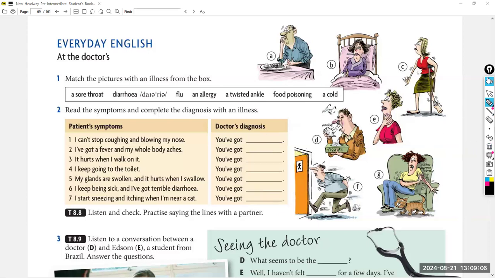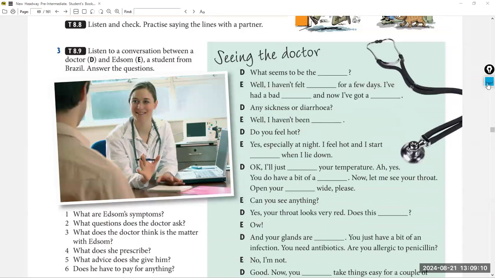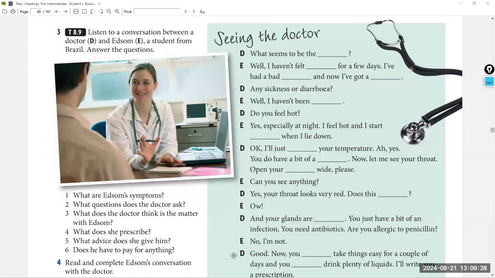Okay. Now guys, we have a recording, or let me say a conversation. This conversation is between a Dr. D and Itzum E, who is a student from Brazil. So let's listen to the recording between the doctor and the patient because we have some questions. These questions need to be solved.